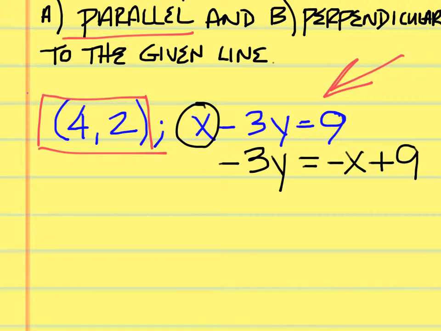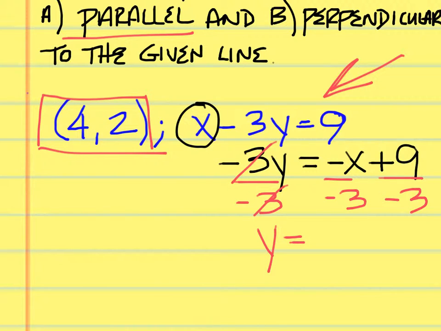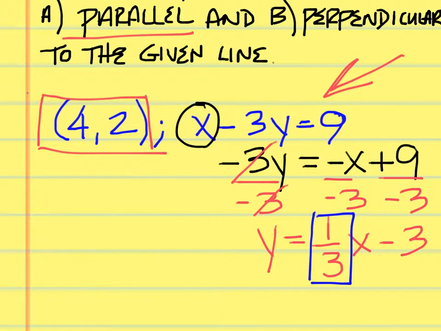Divide everything by what's with the y. So those cancel out, you get a y. -1 over -3, that's just 1/3. And 9 divided by -3. So y equals 1/3 x minus 3. That's your original equation. And the reason why we did this, to change it, is so we could find the slope, which is this. That's going to come in handy.